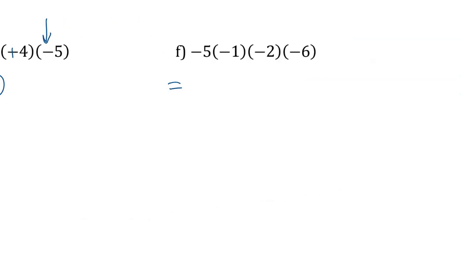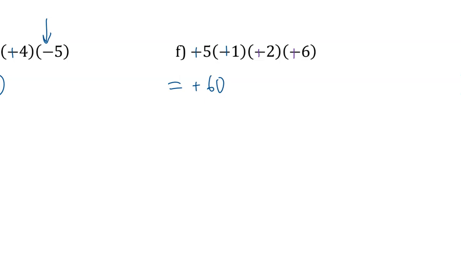Last one looks like a doozy. There's 4 in there. Those 2 become positive together. These 2 become positive together. So it's going to be positive. 5 times 1. 5 times 2. 10, 10 times 6. 60. So it's 60 again for a different reason, but positive.